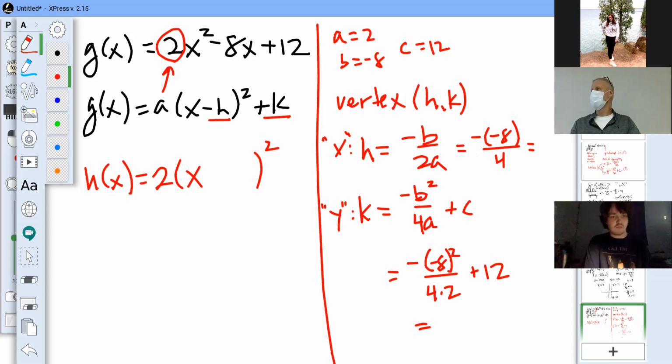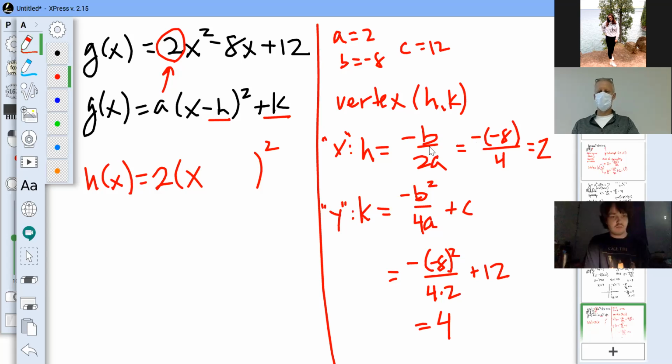You got it? Open the screen up. Open up. Not sure why it won't open up. I think my computer's messed up. 2 and 4.